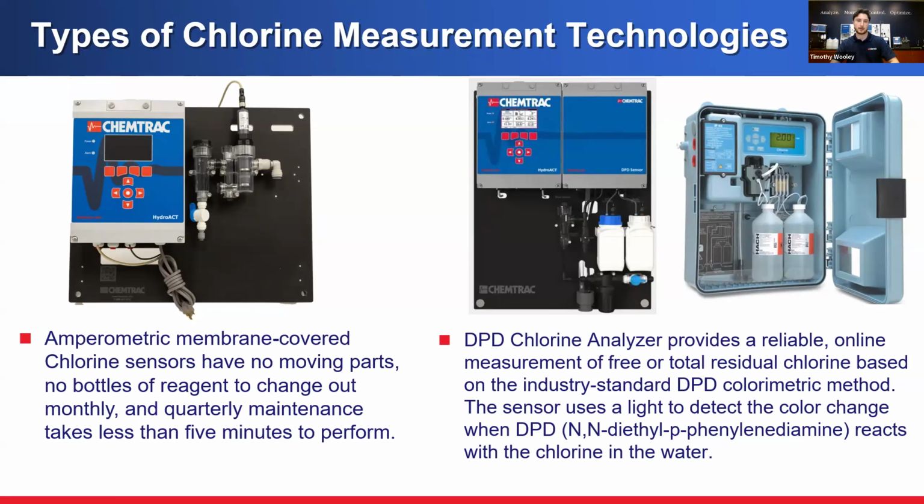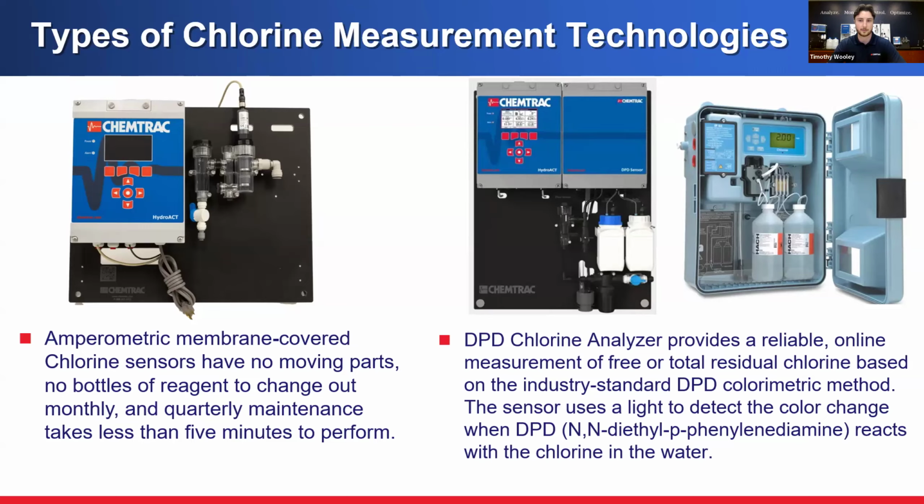On the right, you can see a Chemtrac DPD chlorine analyzer. We often call that technology colorimetric because it senses chlorine via a color change in the water. We have Chemtrac's next to another commonly used DPD analyzer. Those use a color change, as I said, in the water to detect the concentration of chlorine.